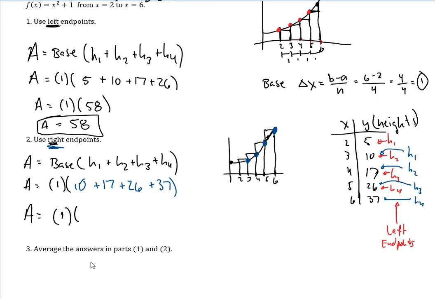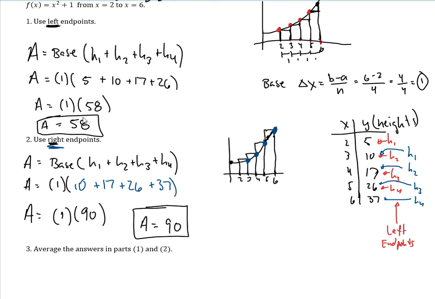So the 1 is still just 1. And then we have 27 plus 26 is 53. And then that adds up to be 90. Okay, so we have 27 plus 37. Yes, that is 90. Unless, hopefully I did the arithmetic right. Okay, so everything's good there. And then once we multiply these, so the area is 90.